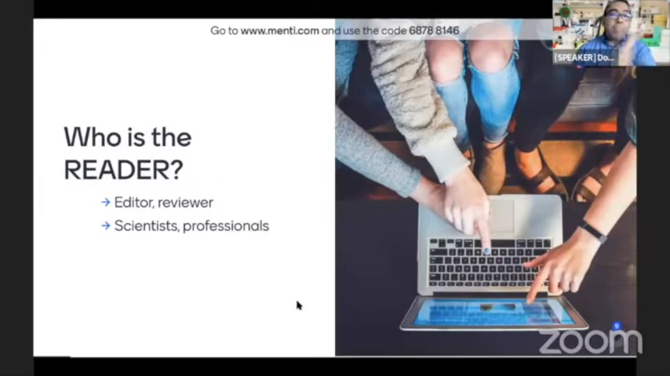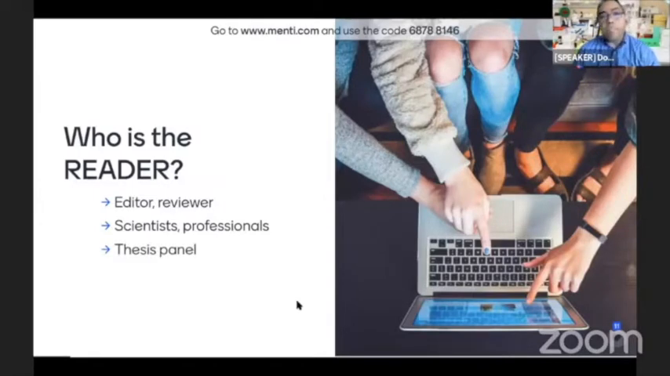Or, kung ipapabasa nyo to sa isang geologist or to an engineer, okay? So, these people should still be able to understand what you're writing about. What is the research all about? So, those things you need to understand.